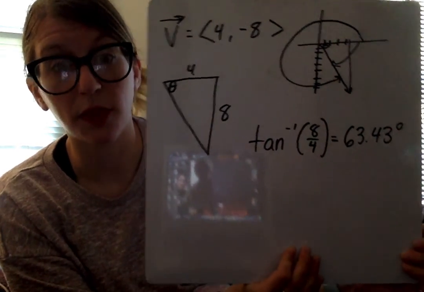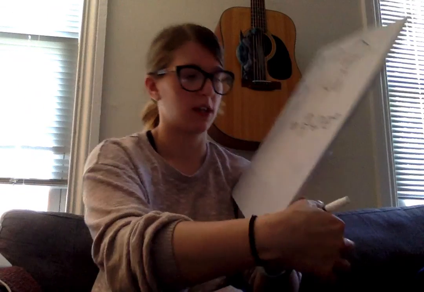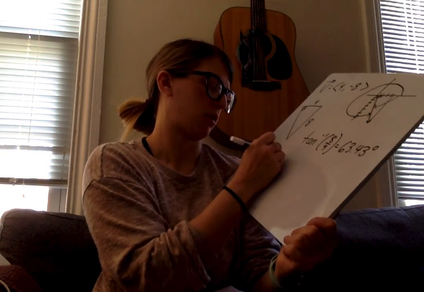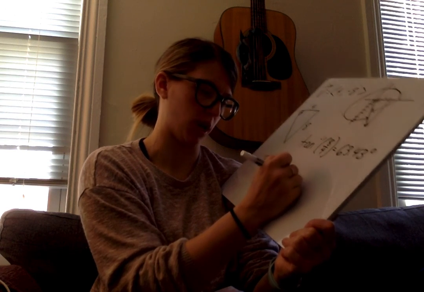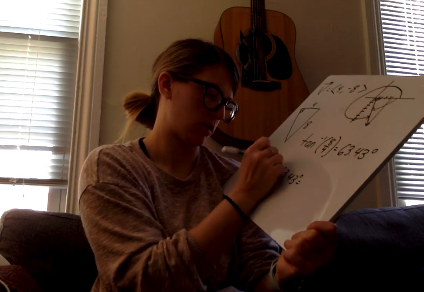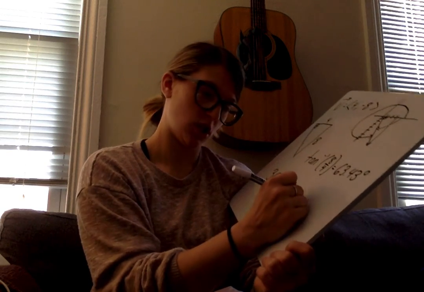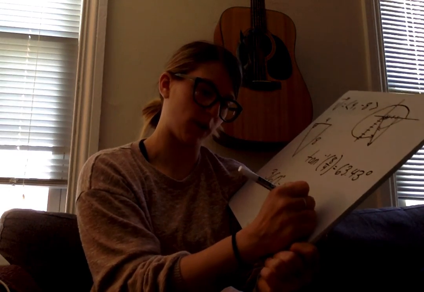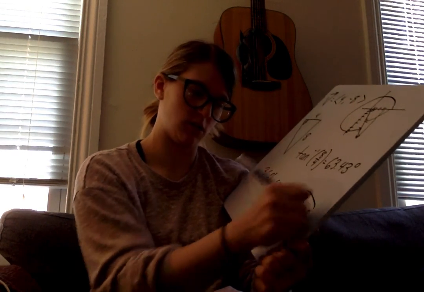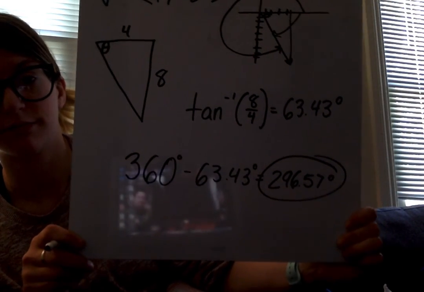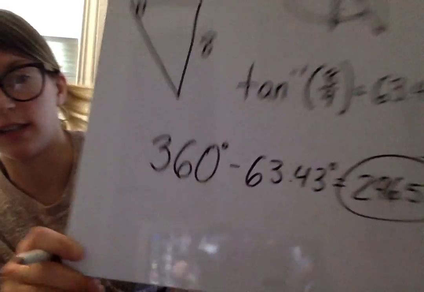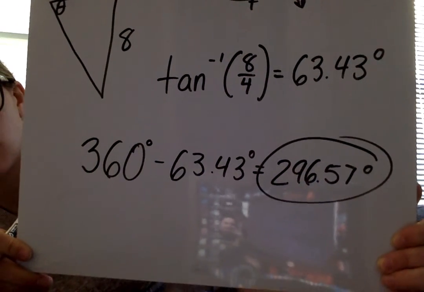So now to get the direction, I'm going to do 360 minus 63.43. And I'm going to get 296.57 degrees. And that is the direction. Yay! Cool. Awesome.